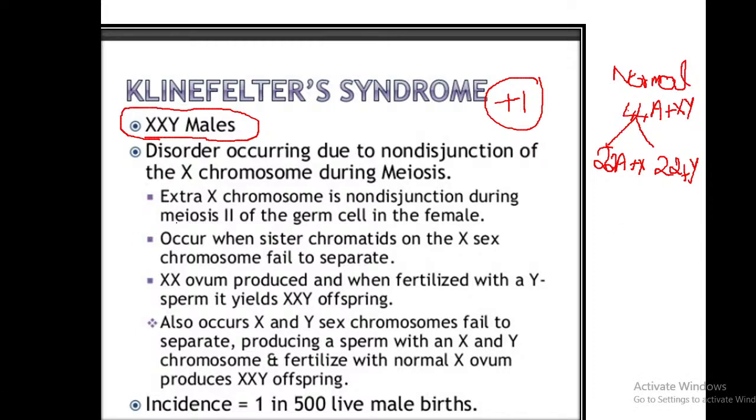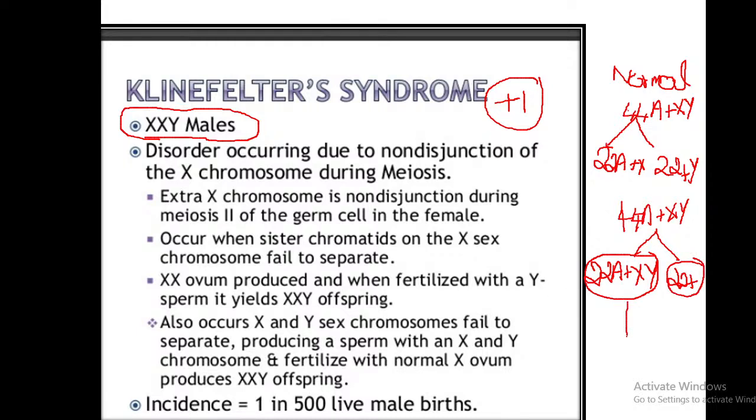If this is not normal, what is happening is that, take 44 autosomes plus XY. It has to divide into 22 autosomes. But as a result of non-disjunction, they do not move equally to both sides. If one gamete is having 22 autosomes plus XY and another is having 22 autosomes plus 0, these two gametes will fuse.